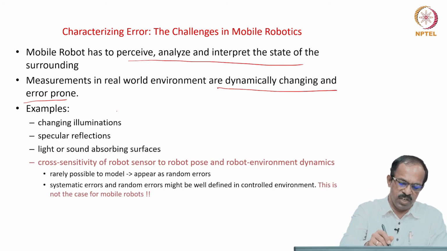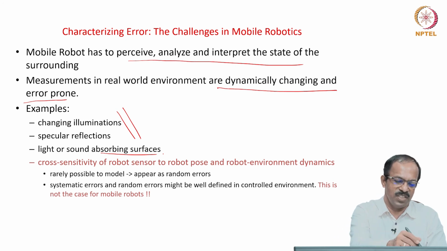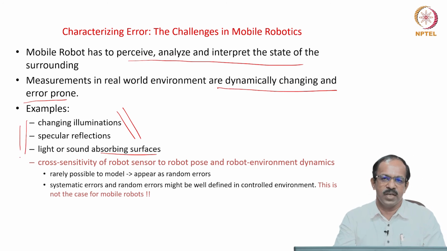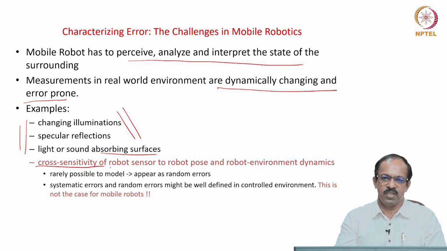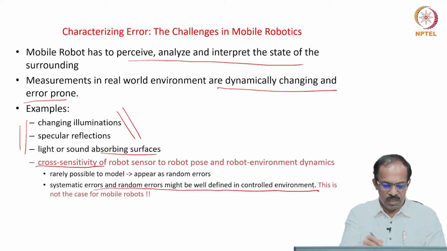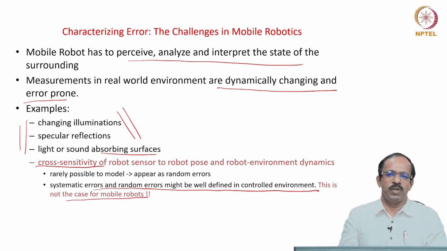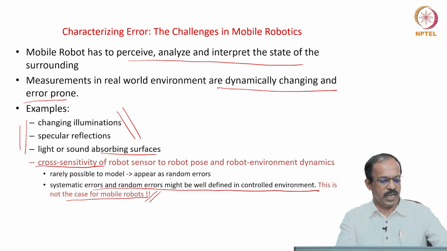Changing illumination, reflections, and light-absorbing or sound-absorbing surfaces will all lead to errors in the measurement. It is very difficult to predict what the measurement will be, because any changes in these factors will cause an error. And then, as I mentioned, cross sensitivity is a big issue. It appears as a random error. Systematic errors and random errors might be well defined in a controlled environment, where even the random noise can be modeled well. But in the case of a mobile robot, the environment is completely unstructured, and it is very difficult to do this. That is what the problem is.